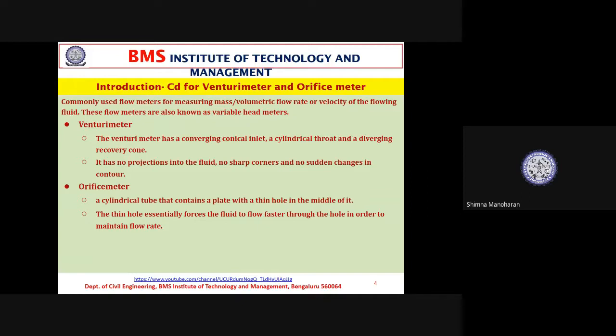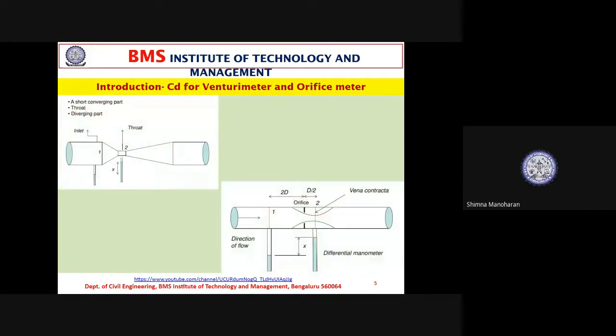So a venturimeter has a converging conical inlet, a cylindrical throat, and a diverging recovery cone. And it has no projections into the fluid, no sharp corners, and no sudden changes in the contour. Whereas an orifice meter is a cylindrical tube that contains a plate with a thin hole. So the thin hole essentially allows the fluid to flow faster in order to maintain the flow rate. So we'll quickly see the diagram.